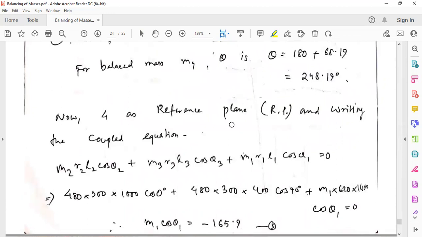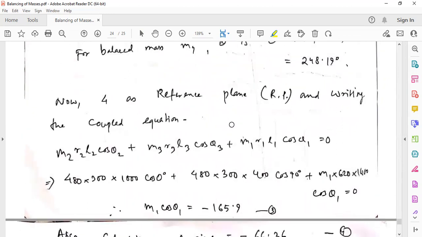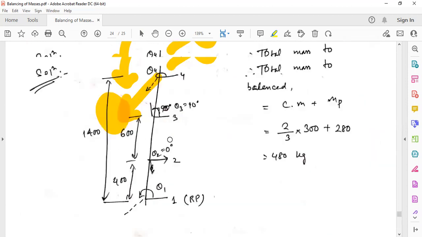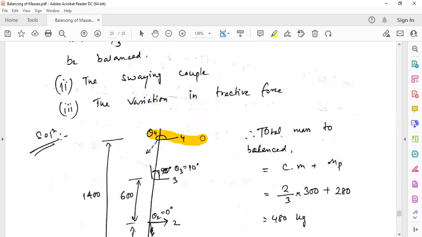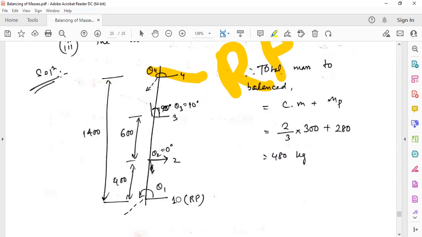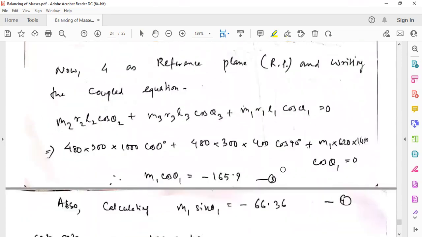Now, how to find out m1 and theta 1? So now take the other one as reference plane. This part is the reference plane. This is a little bit different. Okay, so you have to take this as RP and do the same thing. Now you transfer this here. Transfer this here. So you have to just transfer all of them and then you solve. You know how to transfer it, right?